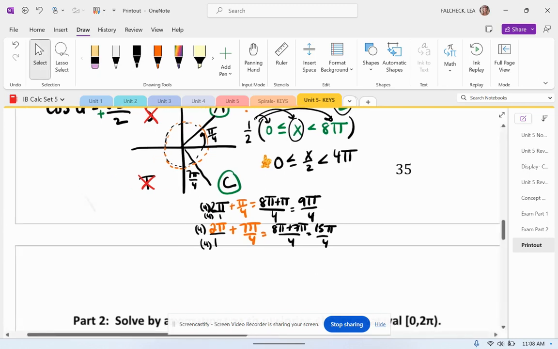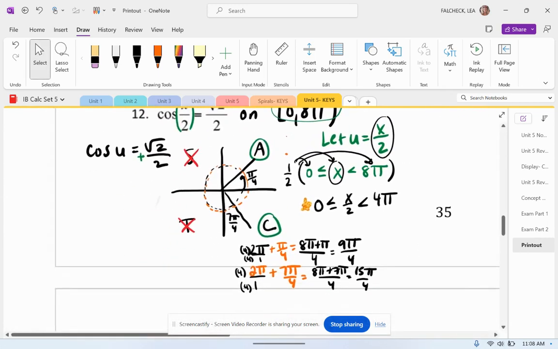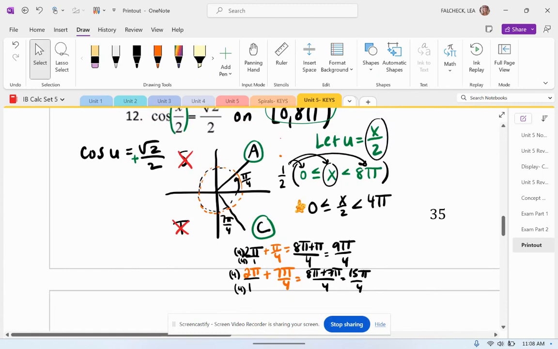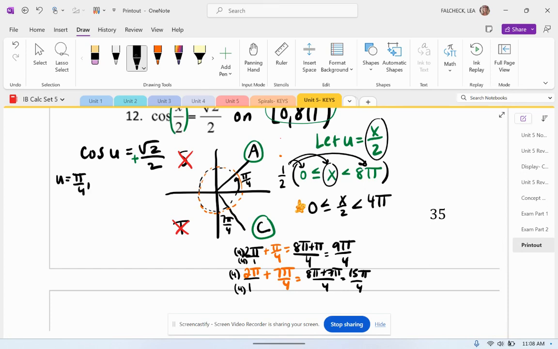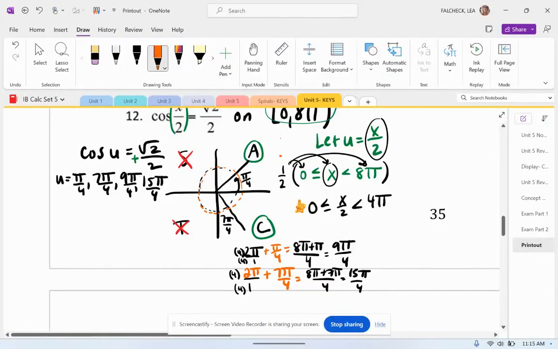All right, cool. So now I have my 4 solutions in this guy so far. I have u equals pi over 4, 7 pi over 4, 9 pi over 4, and 15 pi over 4. I'm going to take my u's and set them equal to my substitution. So I've got pi over 4 is equal to x over 2.